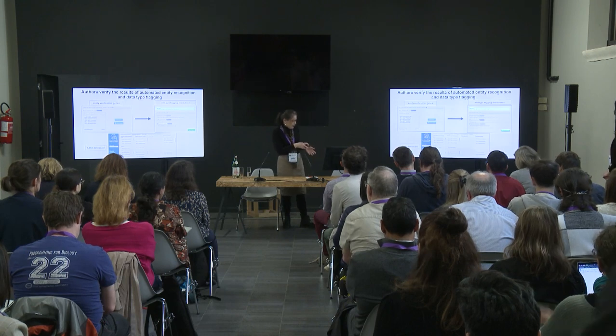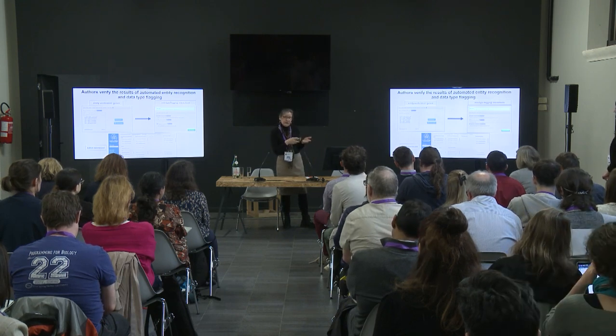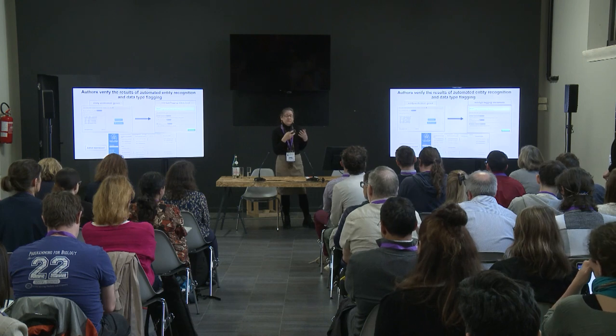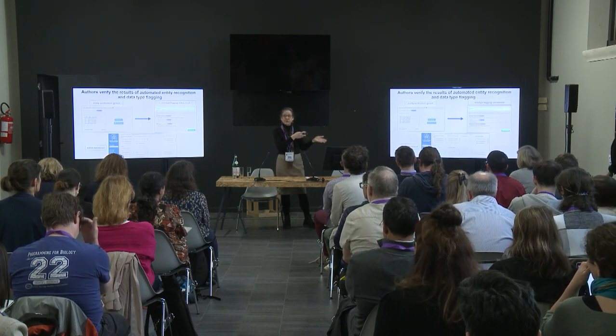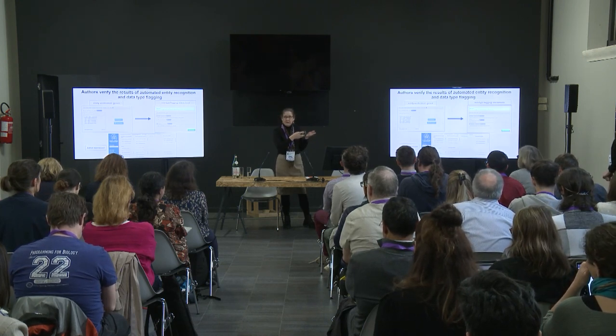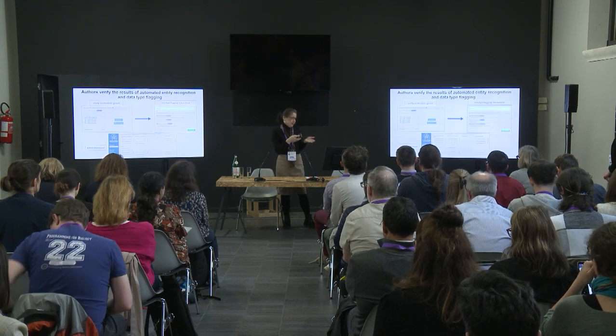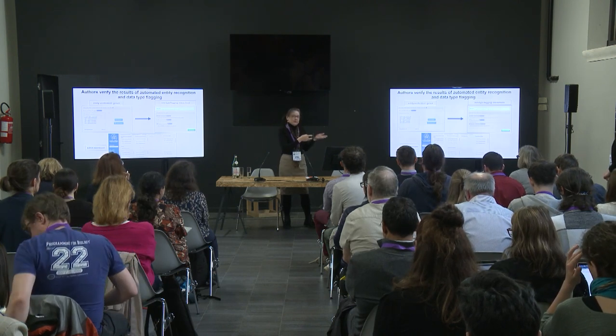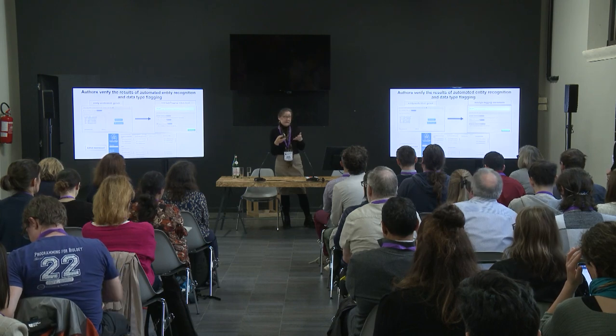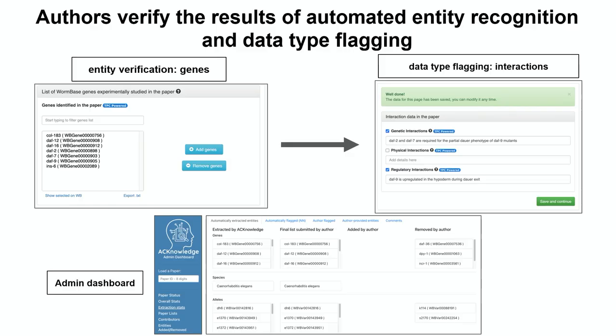Down here at the bottom, this shows our internal admin dashboard. This has been really helpful for us because it shows us everything that the authors have done when they've submitted a paper. So if they took any of the genes out because they didn't think they should be associated with the paper, we know that. Likewise, if they add anything in, we can figure out which ones we might have missed. So we can track all of that for every submission that we get.